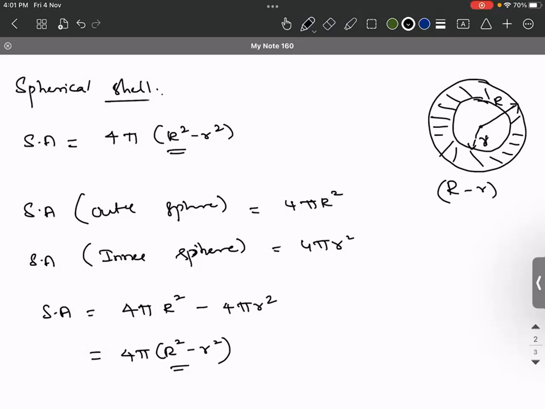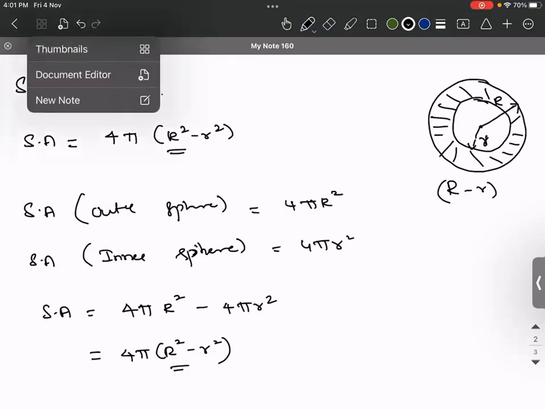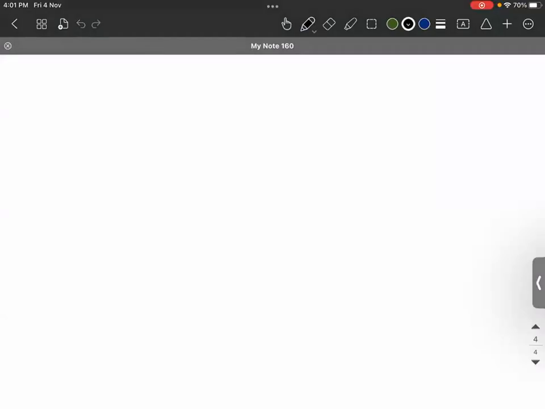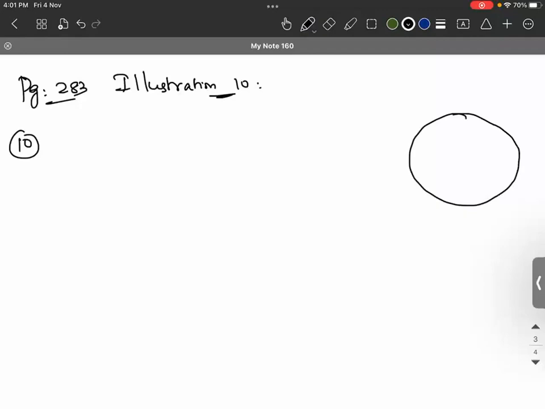So with this knowledge, we are ready to solve the problems from your textbook. Page 283, illustration 10. First, what is the question? The hollow sphere in which the circus motorcyclist performs his stunts has a diameter of 7 meters. So there is a hollow sphere. Right.